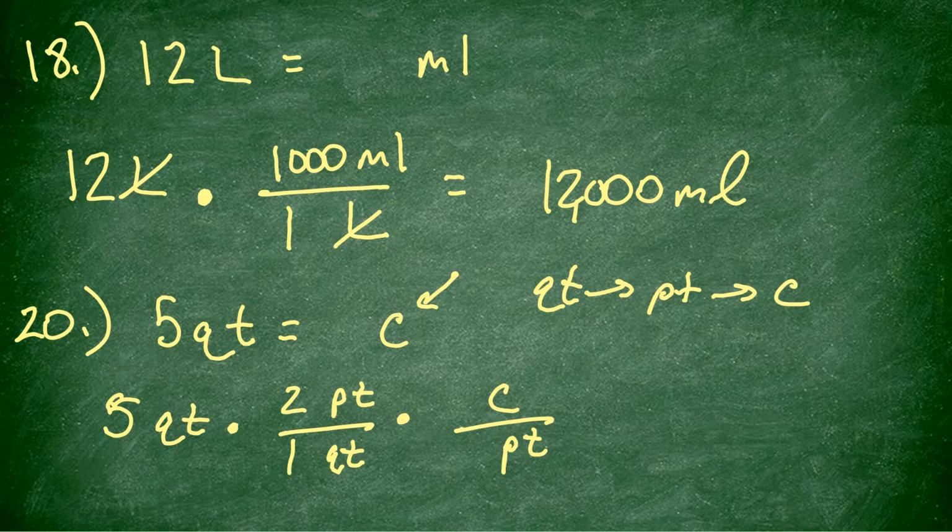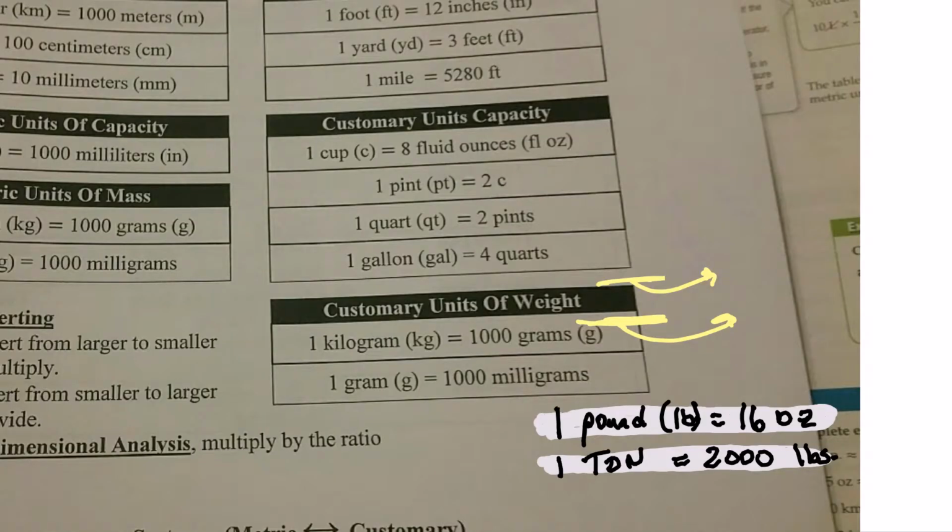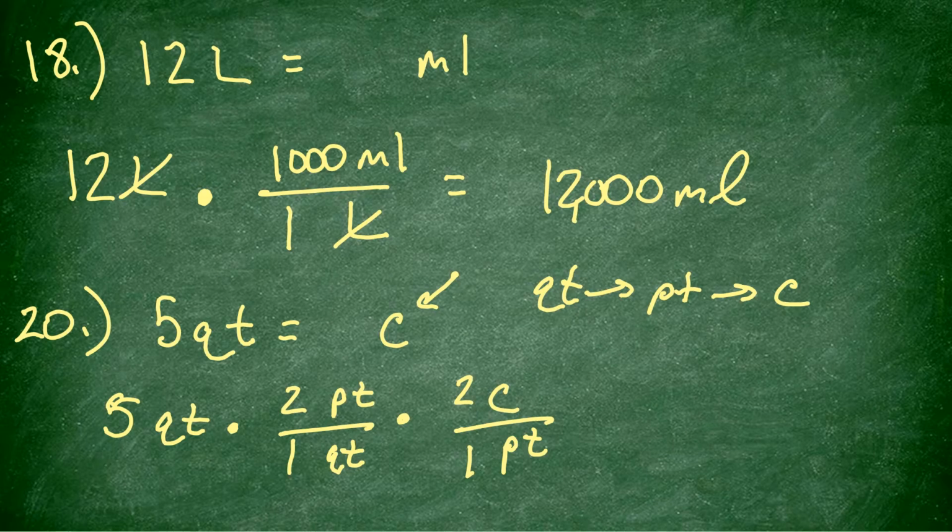I want to say, okay, there are 2 cups for every 1 pint. Where did I get that from? I got that on this part of the conversion chart right here. So now the pints are going to cancel. And this is how I double check to make sure I set it right. The pints cancel, the quarts cancel. I end up with 5 times 2 times 2. So 5 times 2 is 10, times 2 again is 20. So it's 20 cups in 5 quarts. And that's it.